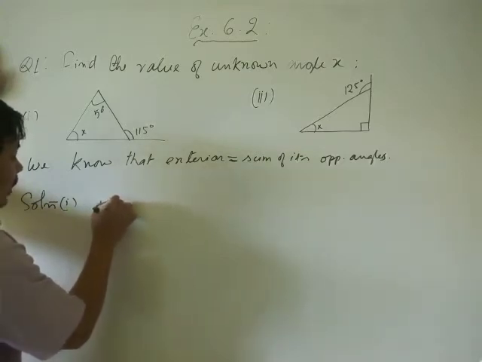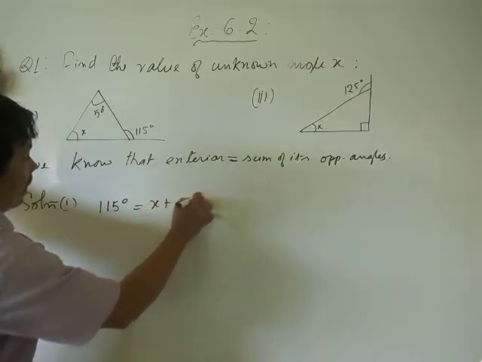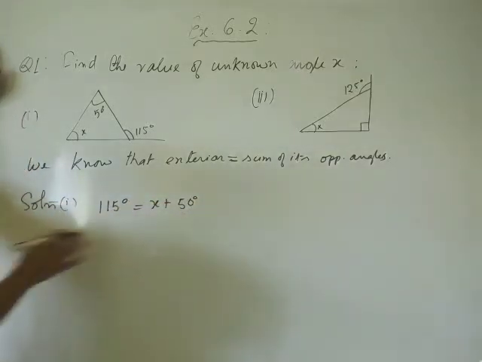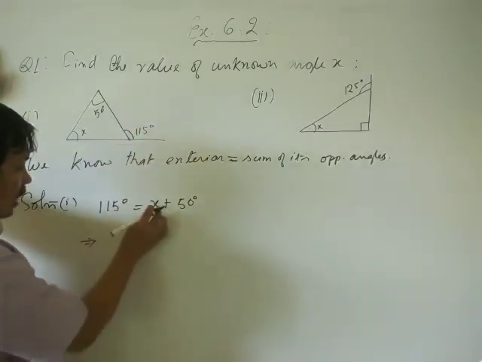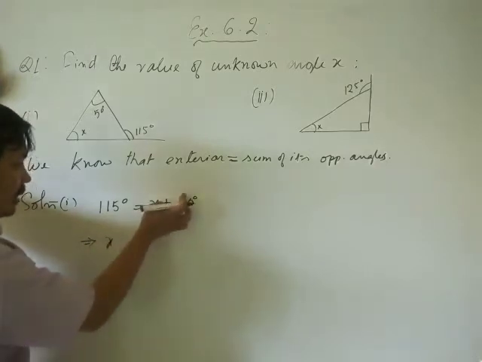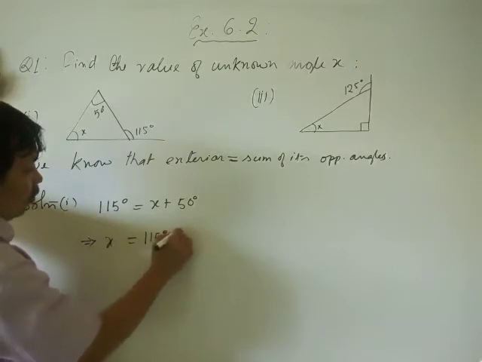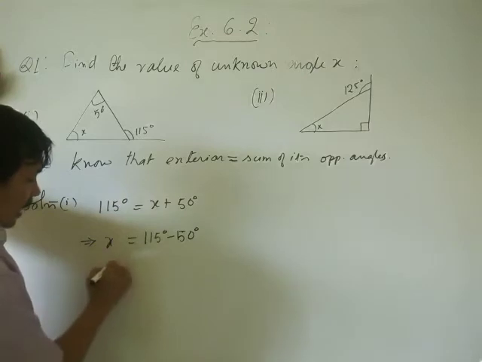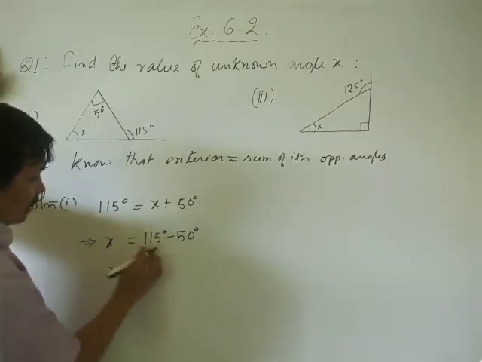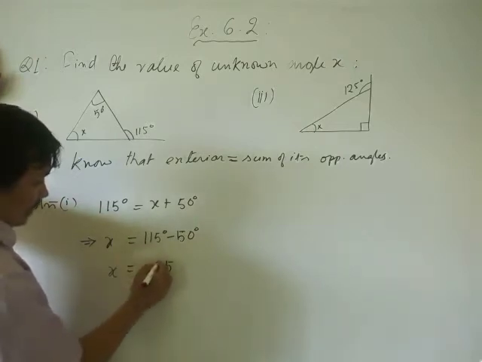115 degrees is equal to x plus 50. These are the two opposite angles of this exterior angle, isn't it? So it implies that now, keep the x here, for example, and bring this 50 to the other side. What will the 50 do here? 50 will be subtracted from 115 like this. Then we get the value of x, how much? 65.